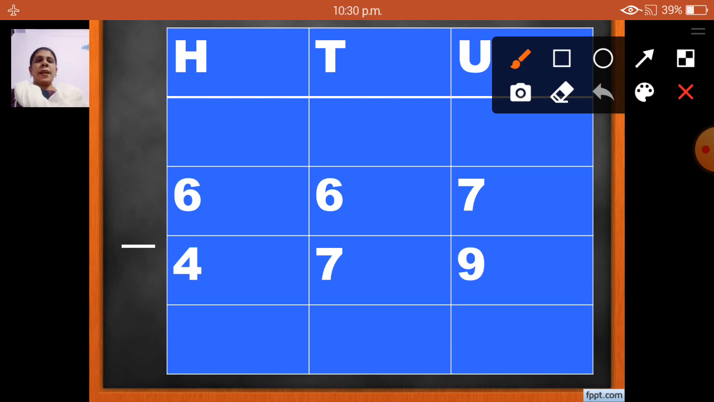Will I be able to subtract a smaller number from a bigger number? No. What will I do? I will cut this 7 and make it 17. And from where did I get this 1? I borrowed from 6. The 6 I will make 5.